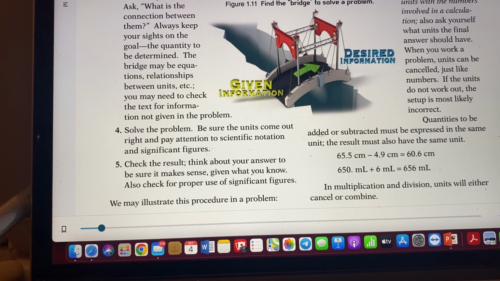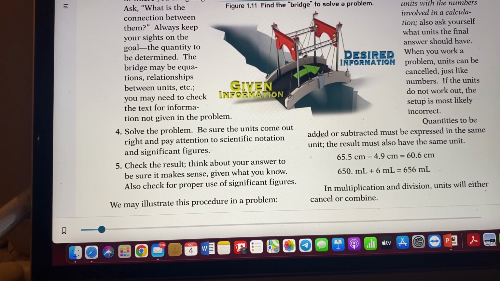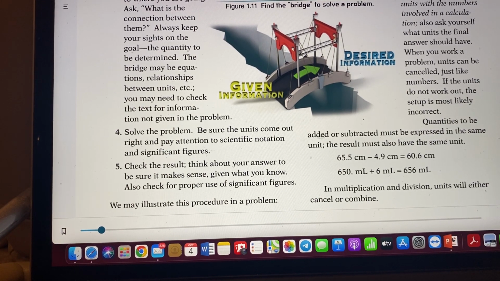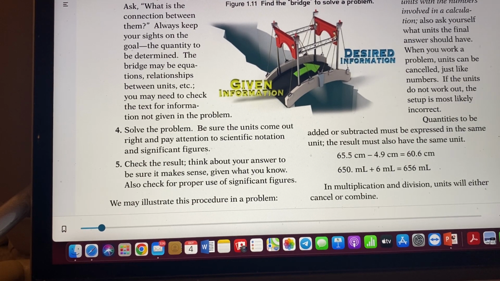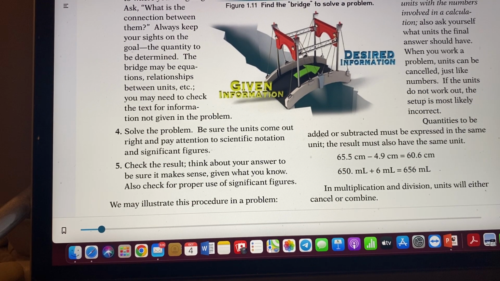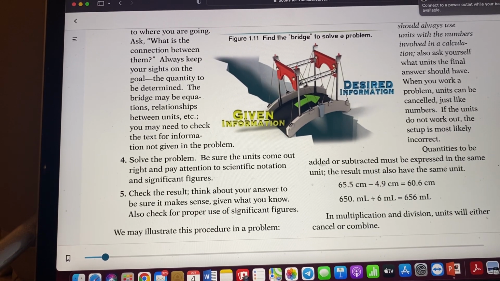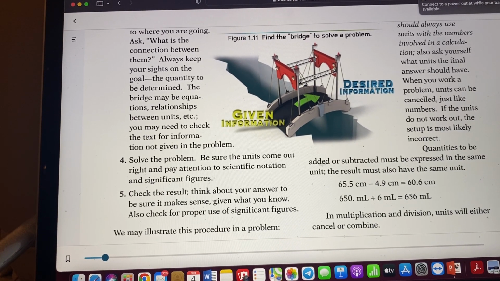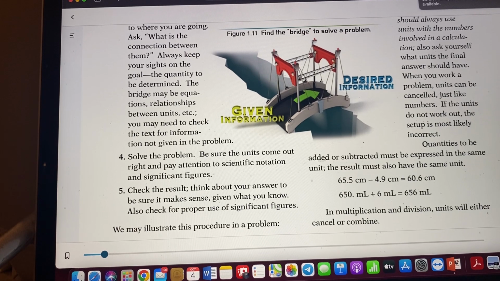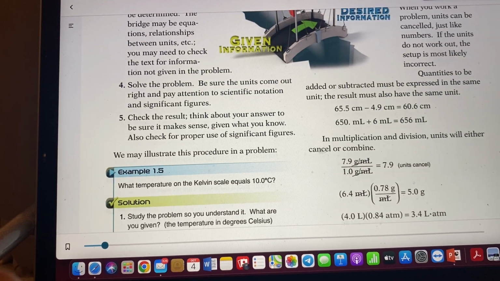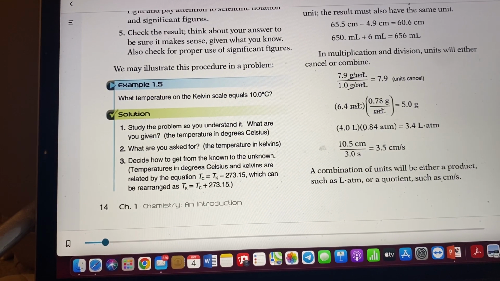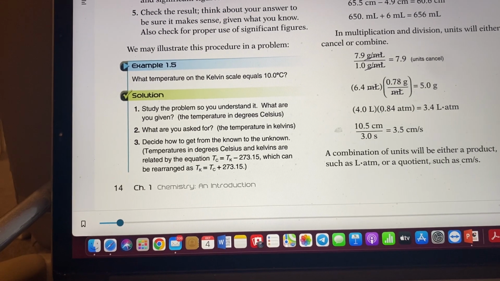Be sure the units come out right, and pay attention to the scientific notation and sig figs. Check the result. Think about your answer to make sure it makes sense. And given what you know, also check for proper use of significant figures, okay? They say here, we may illustrate this procedure in a problem. Let's look at the problem they give us.